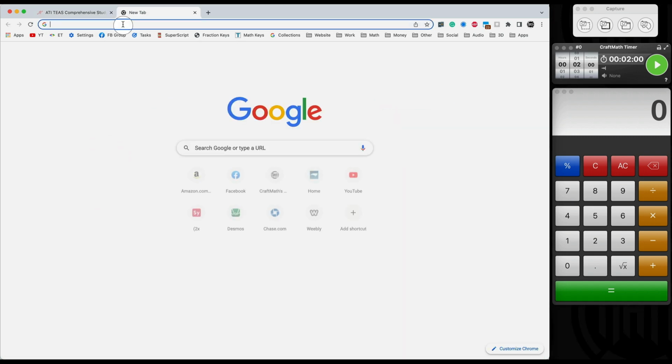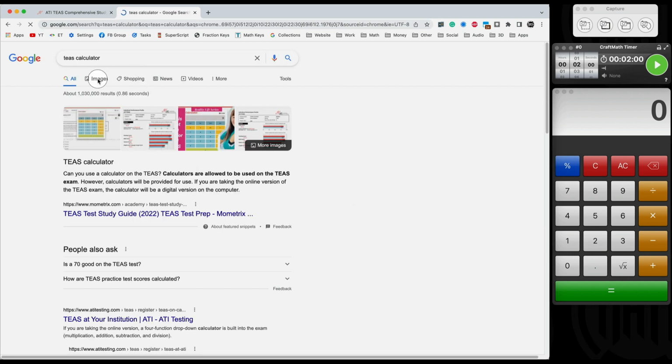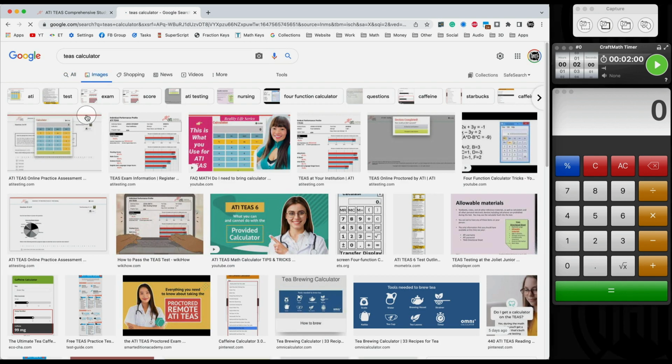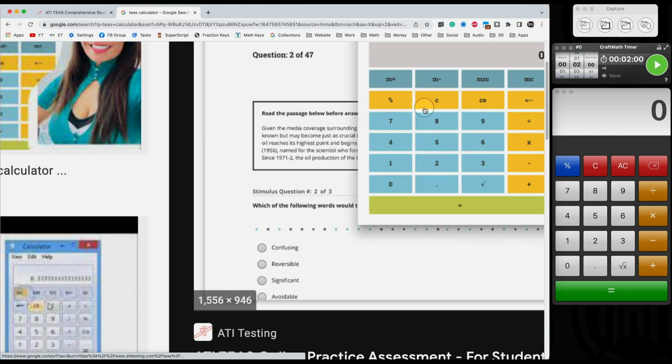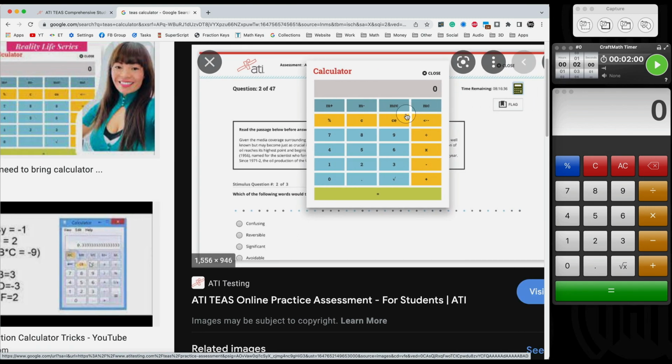As a matter of fact, if I just type in TEAS calculator, I bet you it's going to be an image. There we go. So looking right here, this is the TEAS calculator. And I have had a chance to play around with this. I've purchased the new resources.